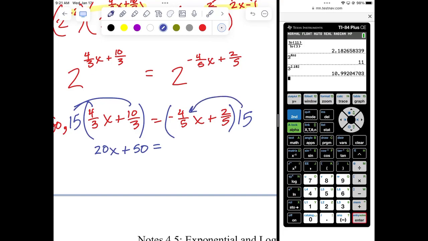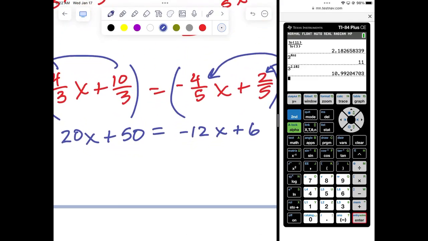15 divided by 5 is 3. 3 times negative 4, negative 12x. And then 15 divided by 5 is 3. 3 times 2 is 6. It's not bad. It looks a whole lot more friendly, user-friendly, when you kill the fractions.